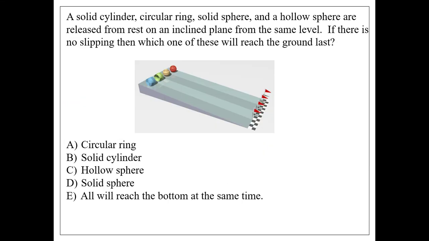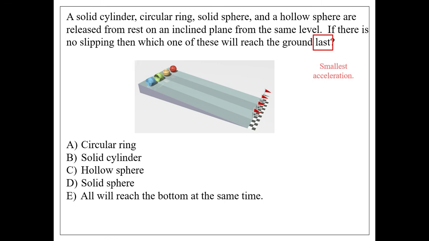The next problem is this one. You have a solid cylinder, a circular ring, a solid sphere, and a hollow sphere, and it wants to know which one will reach the ground last. So I think this one's pretty straightforward. If you know your acceleration function, I want to point out that we're looking for the object that reaches the bottom last, meaning it takes the most time, or, like, if I like to think about it, well, to reach the bottom last, you're accelerating slowest, right?